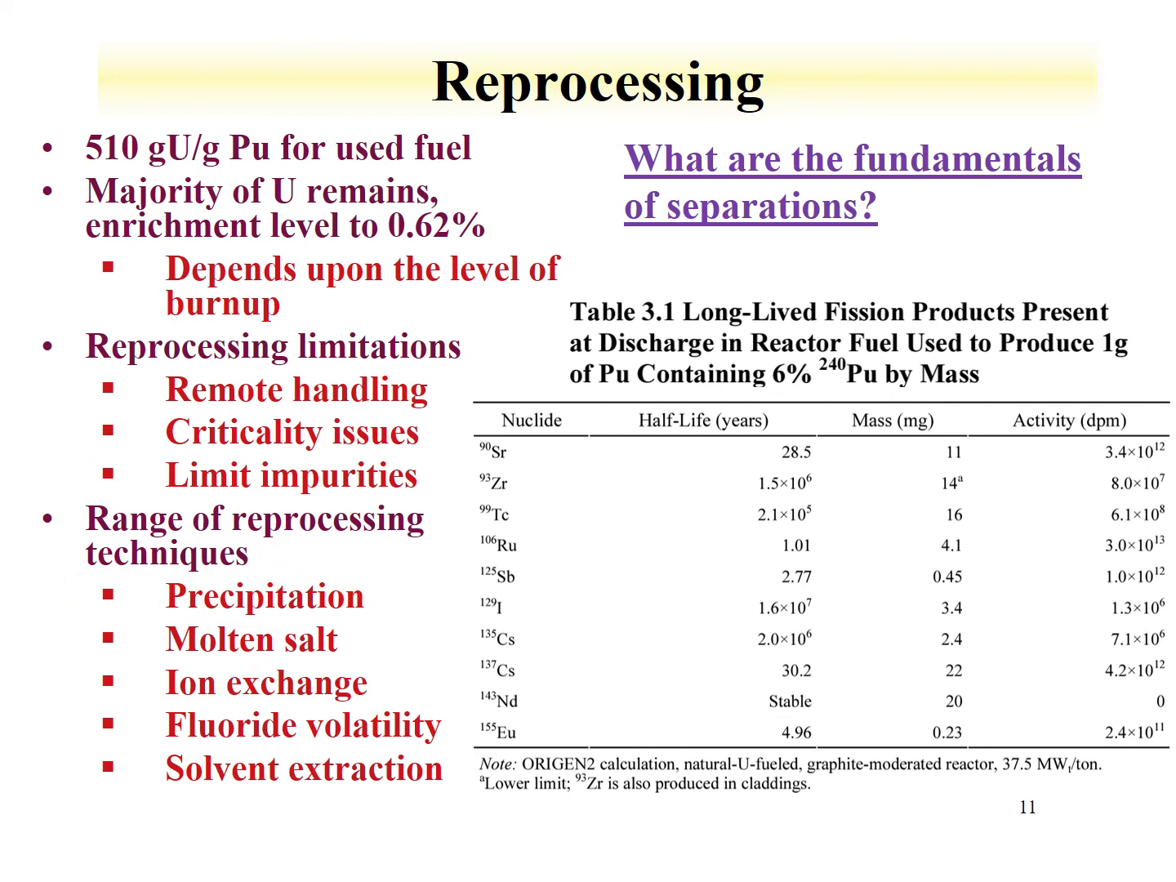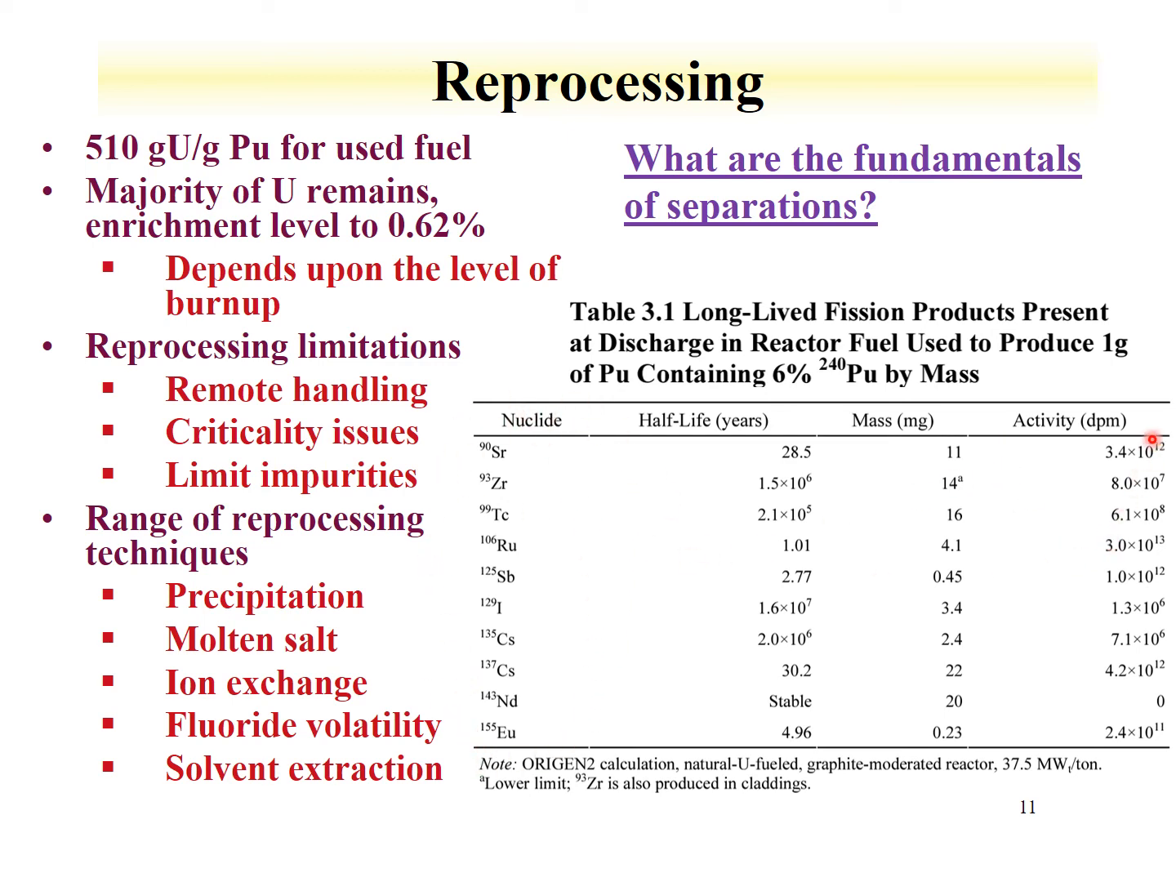And as an example, one could look at an initial table of long-lived fission products that are present at discharge from a reactor that's used to produce 1 gram of plutonium that contains 6% plutonium-240 by mass. So in other words, if I have 1 gram of plutonium that has this 6% plutonium-240 amount, just from the fission, I should have, as the table shows here, these masses of the different fission products.